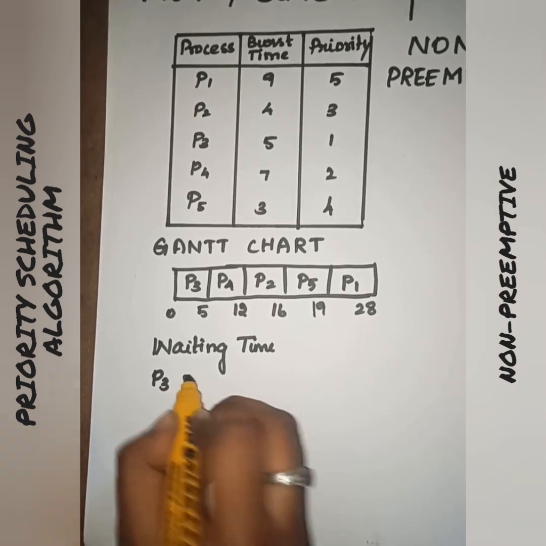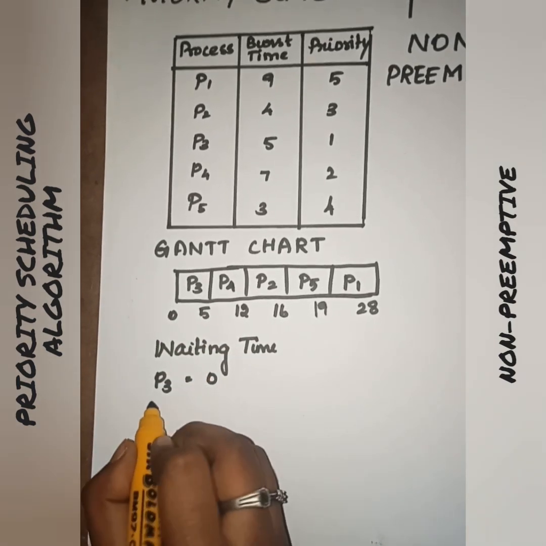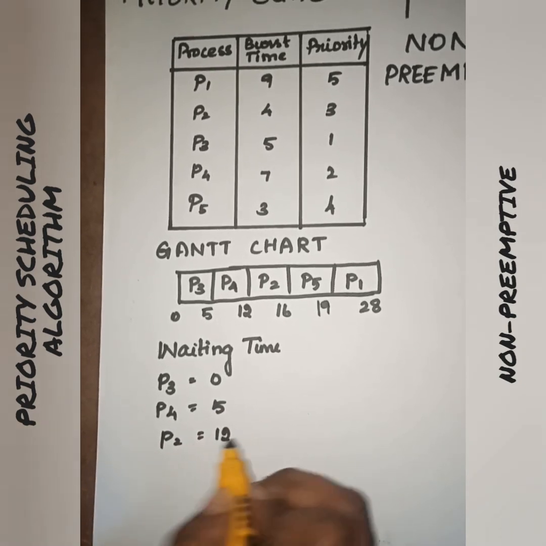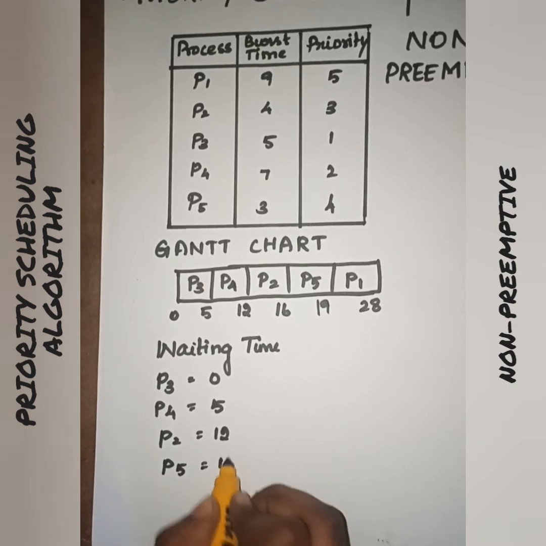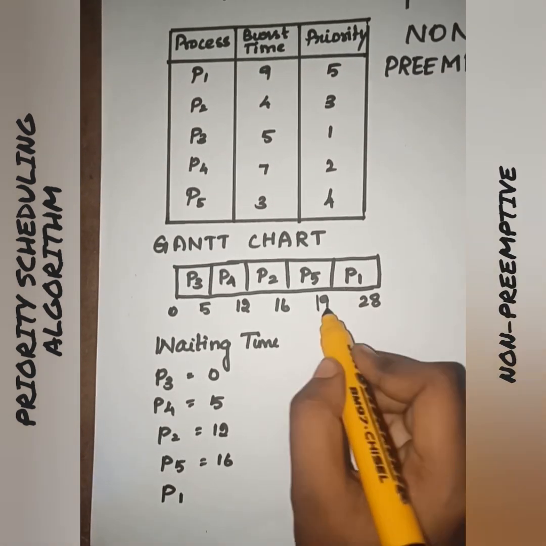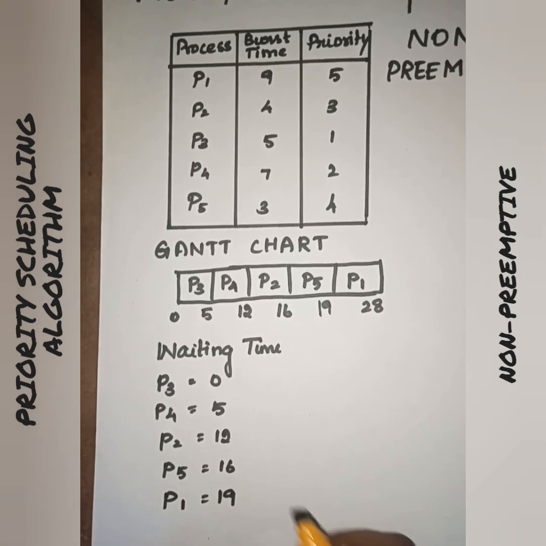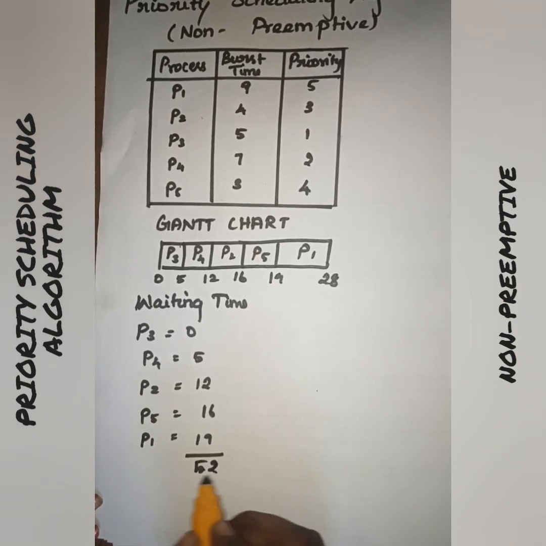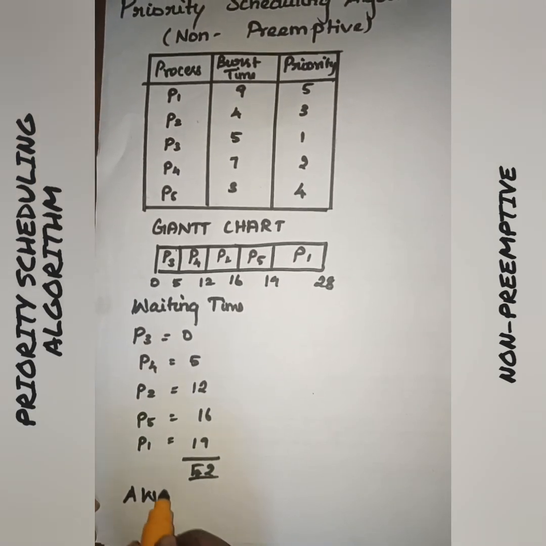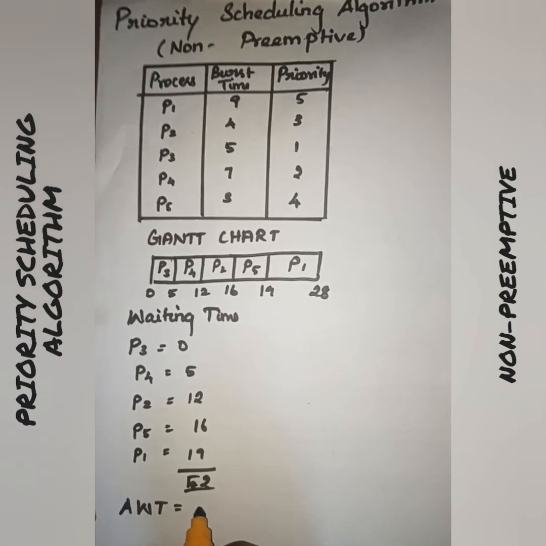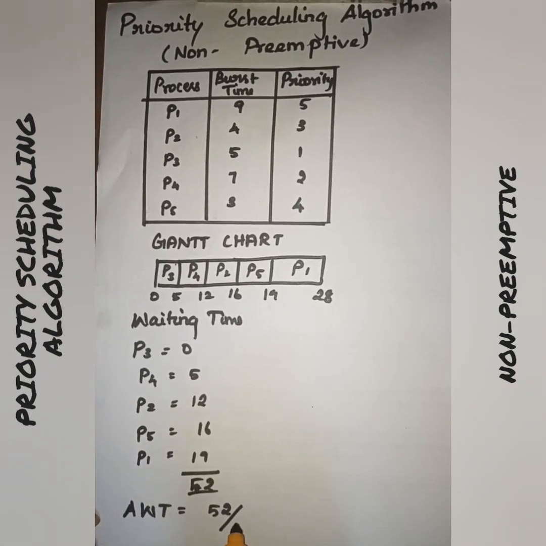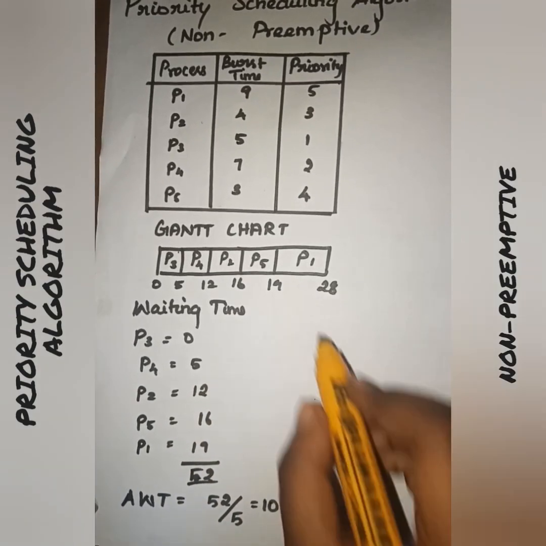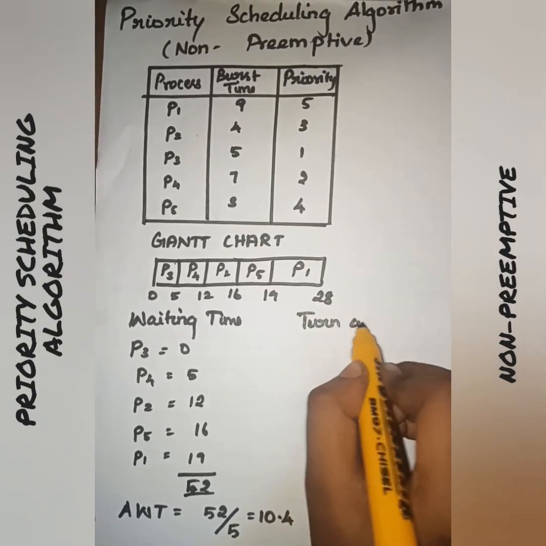First we see waiting time. The waiting time of P3 is 0. The waiting time of P4 is 5. The waiting time of P2 is 12. The waiting time of P5 is 16. The waiting time of P1 is 19. We calculate the sum of the waiting time. The sum of the waiting time is 52. Average waiting time is equal to the sum of the waiting time divided by the total number of processes, which is equal to 10.4. Now we calculate turnaround time.